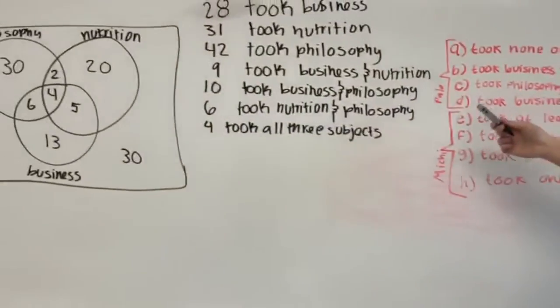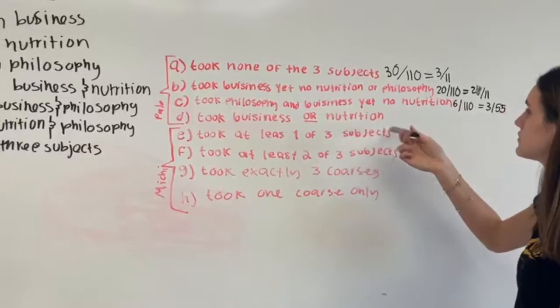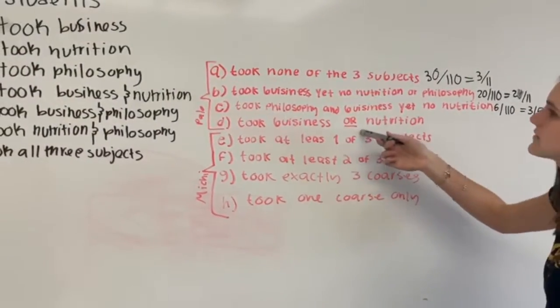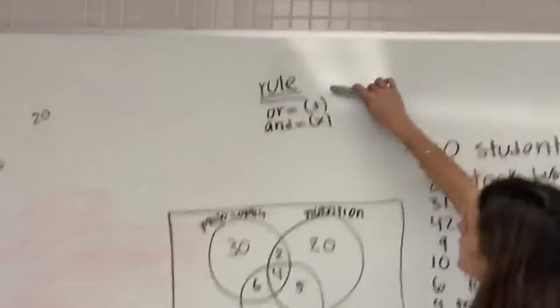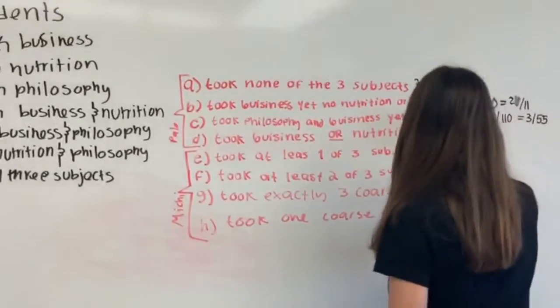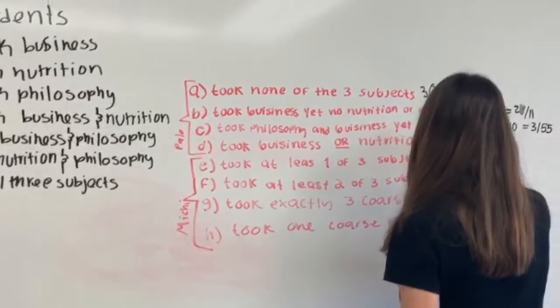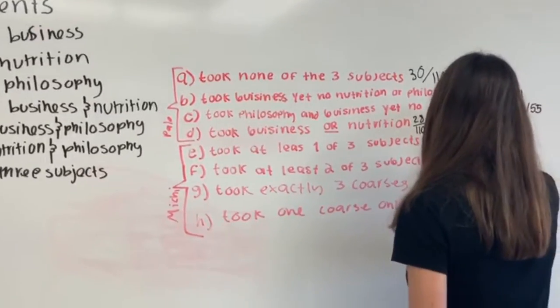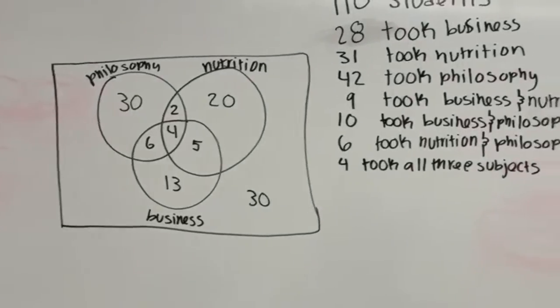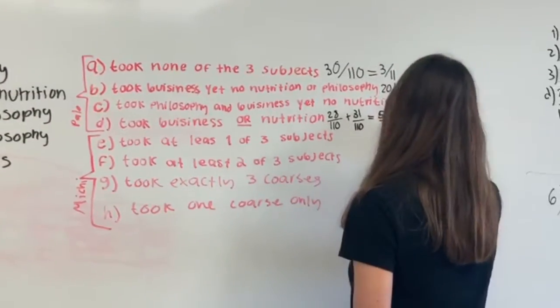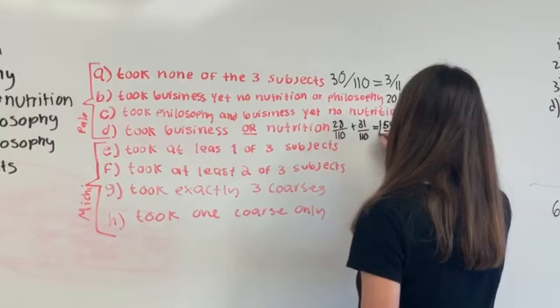And students that took business or nutrition. For this, it says or. So we go here to our rule, and or equals summing up the numbers. So it's gonna be 28 out of 110 plus 31 out of 110 equals 59 out of 110.